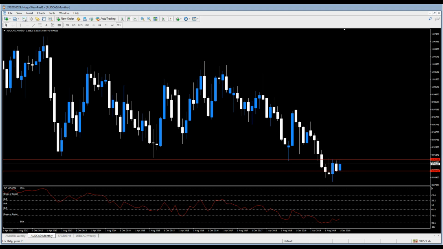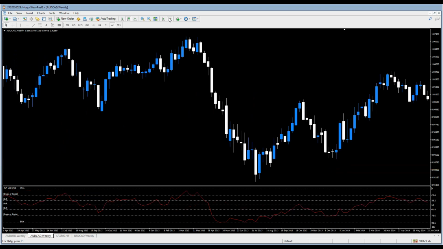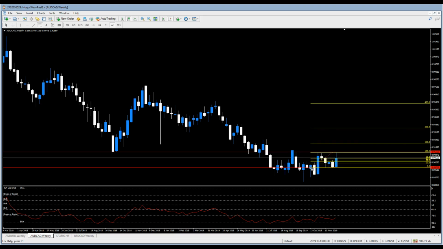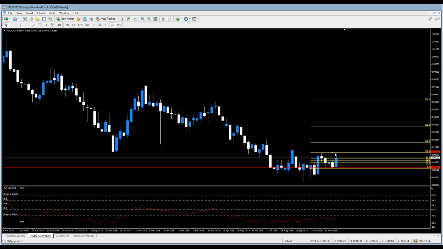Cool. So for my monthly, huge consolidation. That's very evident to see right here in front of our face. We do have consolidation. So what I want to do is we're still going to tackle this trade. So let me plot my support and resistance fibs.